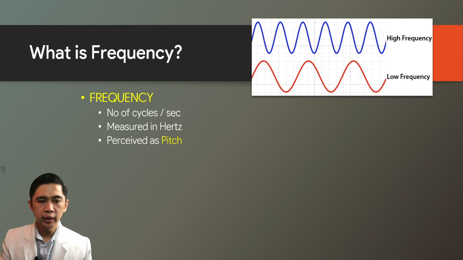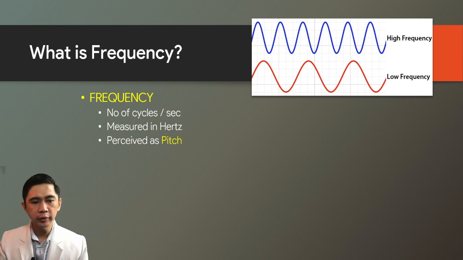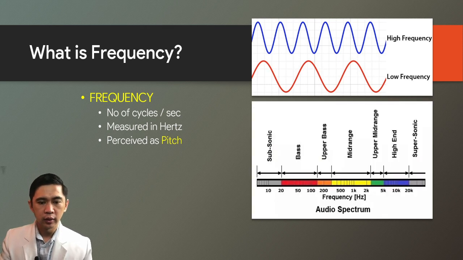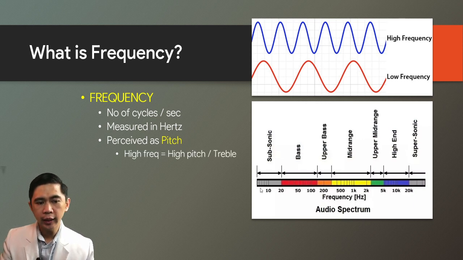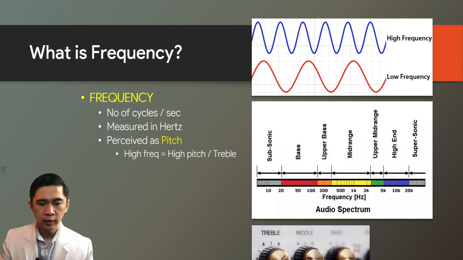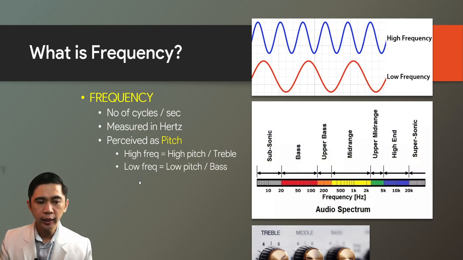In sound and hearing, we perceive the frequency as pitch. So in this image, the lower the frequency is, we can hear it as a bass, and the higher frequency, we can hear it as a treble or a high note. So high frequency equals high pitch or treble, just like this one. As we see in some of our sound systems, we have the treble, we have the bass, and a low frequency has a low pitch, or sometimes you call it a bass.